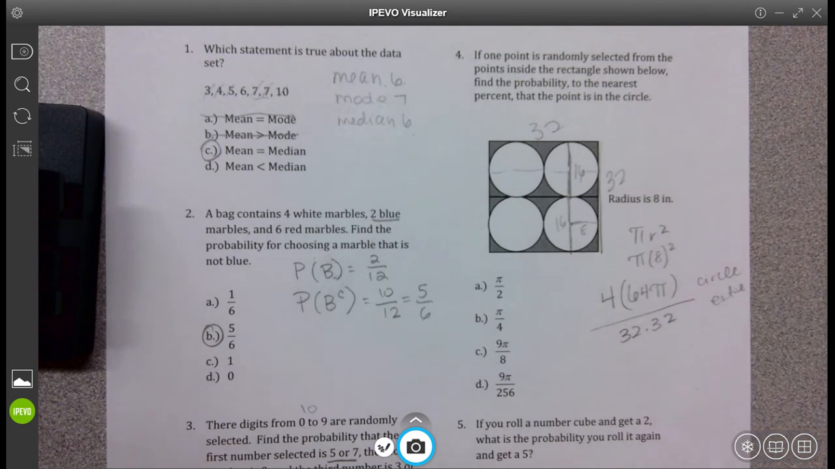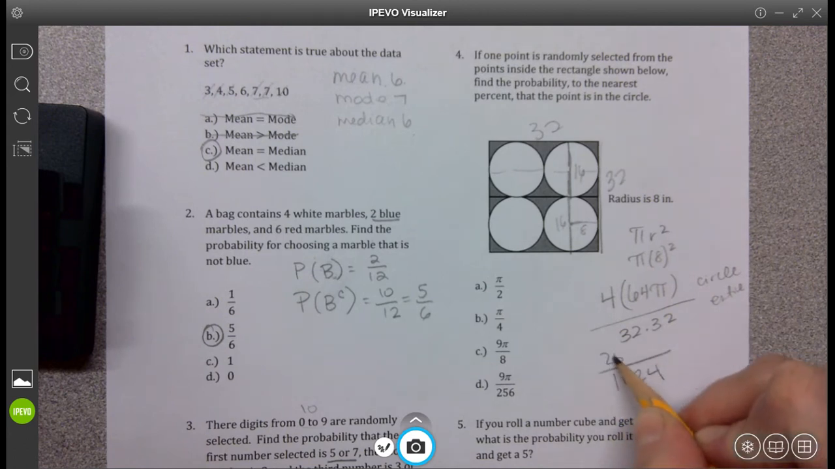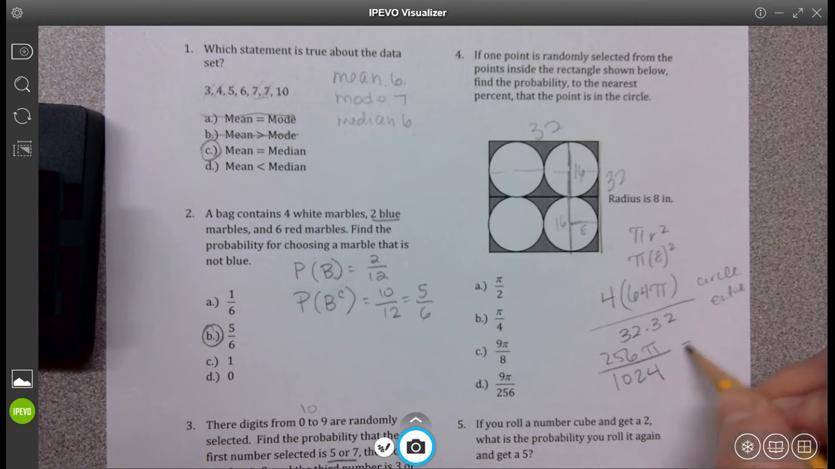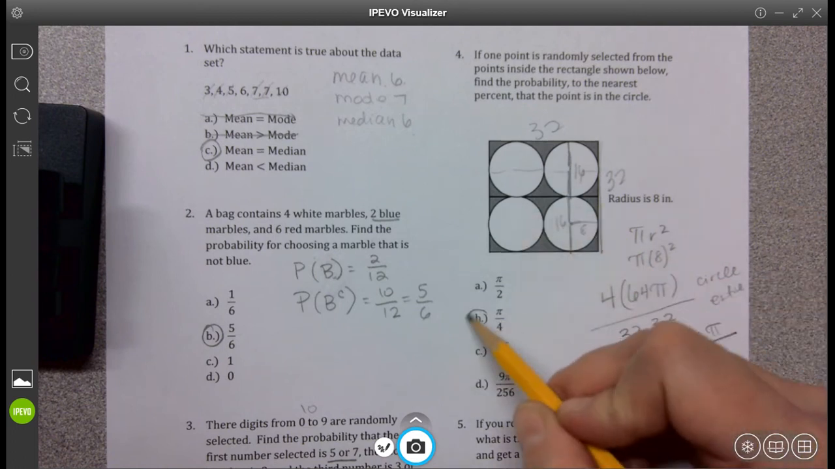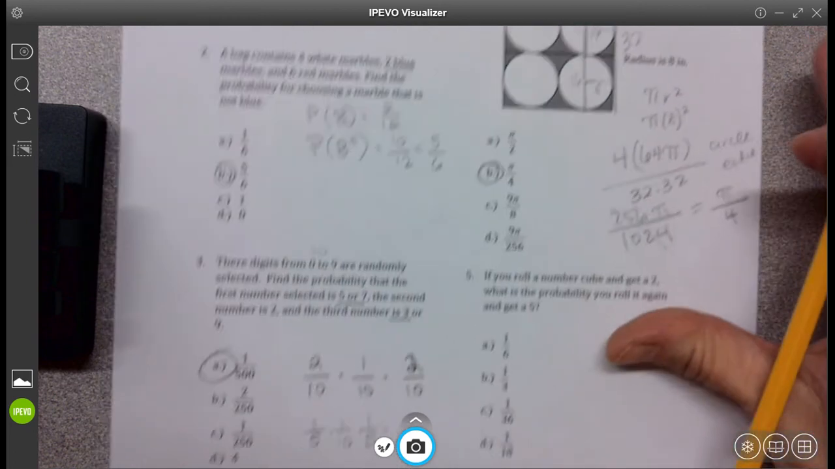32 times 32 is 1024. 64 pi times 4 is 256 pi. Can 256 go into 1024? It can, 4 times. So this is going to be pi over 4. The probability of getting a circle is pi over 4.